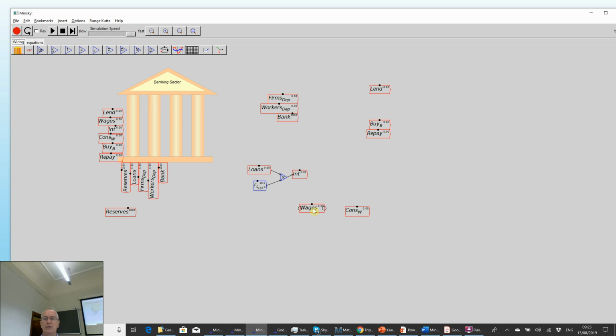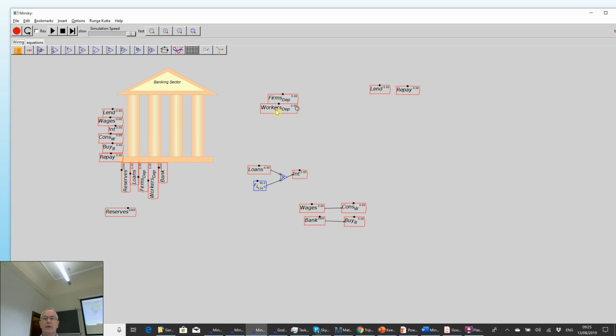So you could simply say, for example, and I'll do this now, that workers consume all their wages just by wiring the two together. And I could equally say that banks consume all their interest earnings by wiring those two together. Now that's pretty much a Keleskian way of doing it. Okay, workers consume all their wages, capitalists invest all their profits, and so on.